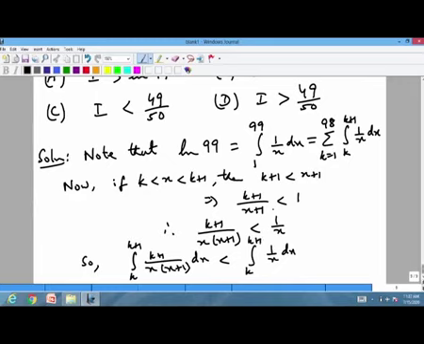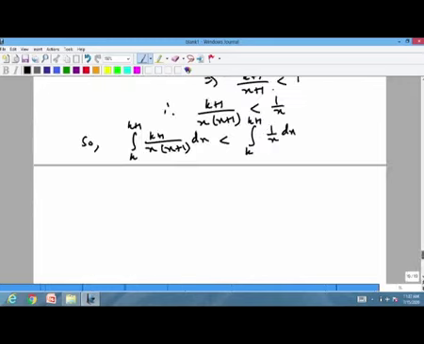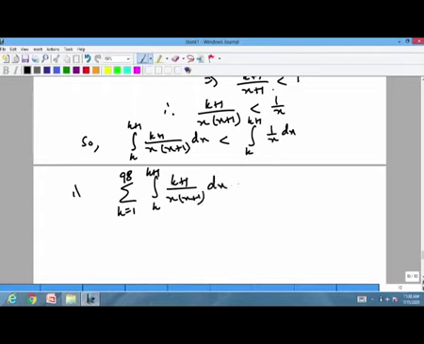So, this shows that summation of k equal to 1 to 98 integral k to k plus 1 is less than log 99, and this was equal to I. So, therefore, A is false and B is true.